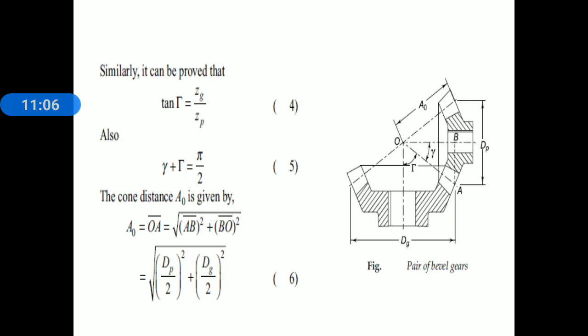Now another important parameter is the cone distance, A suffix O, which is found by using the Pythagoras theorem. We consider the right angle triangle ABO and apply the Pythagoras theorem to get the value of AO. AO is the cone distance. AO is equal to under root AB square plus BO square. AB is the pitch circle radius of the pinion, and BO is the pitch circle radius of the gear. That's why AO is equal to under root of (dp by 2) whole square plus (dg by 2) whole square. Using this relation we get the value of the cone distance.